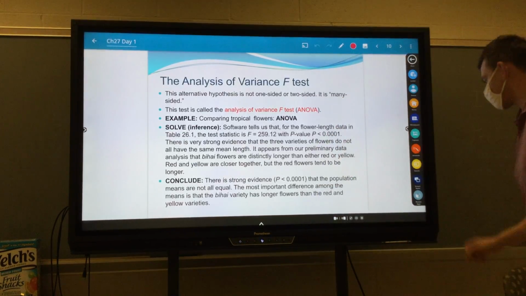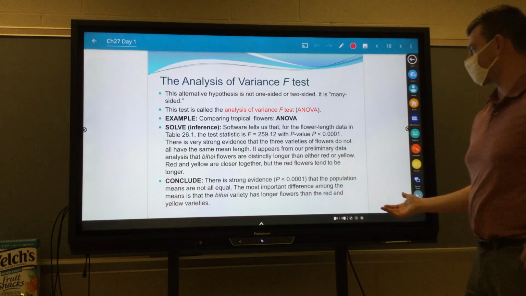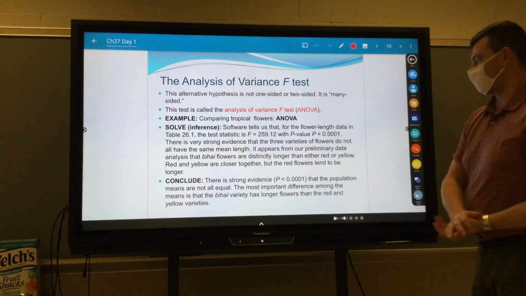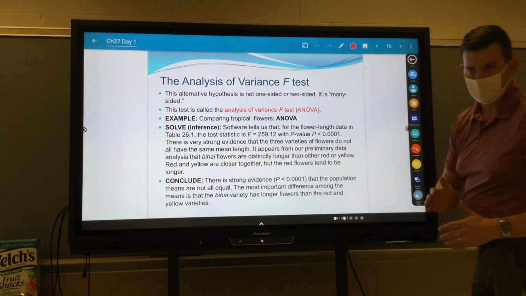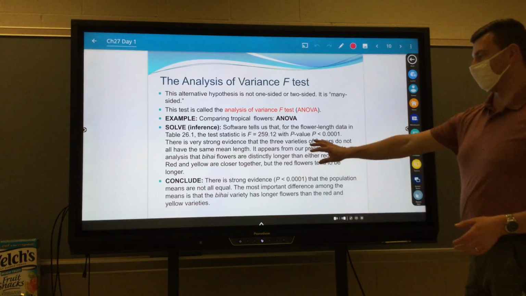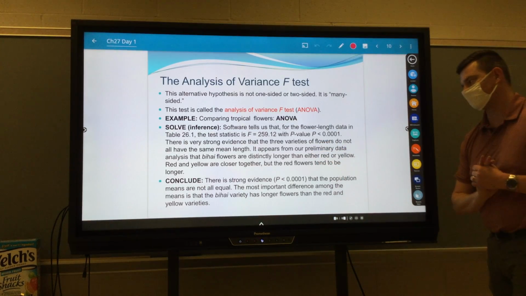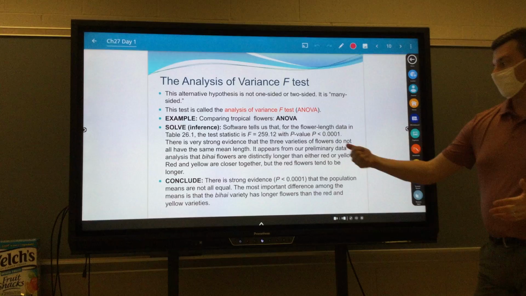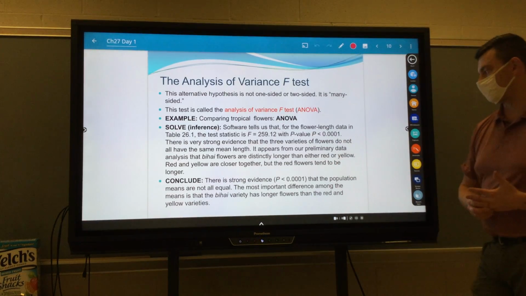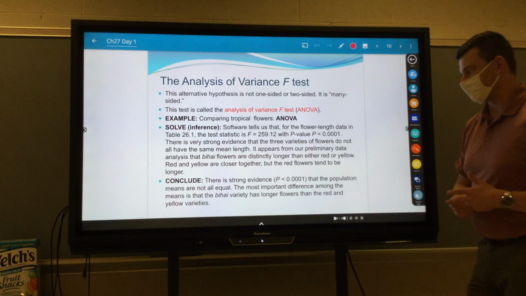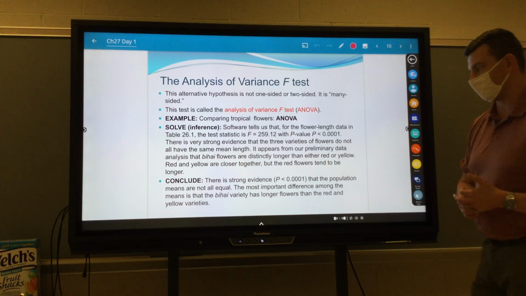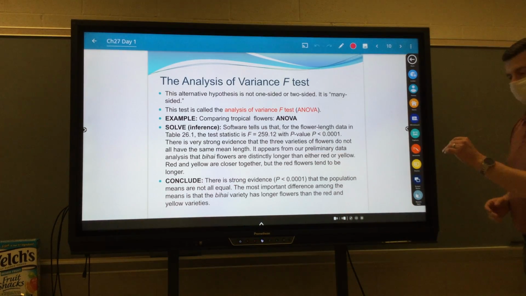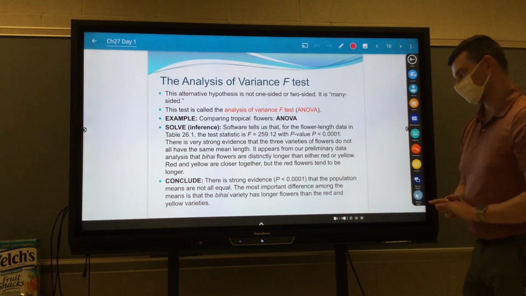All right, so this is just confirming some of those results. Again, our F statistic, 259.12, a p-value that's incredibly small. Okay, it's significant on any level. We have strong evidence, very strong evidence, that the 3 varieties of flower do not all have the same mean length. Okay? And from just our preliminary analysis, it appears that the bihai flowers are distinctly longer than either the red or the yellow. Okay, we saw those red and the yellow, they were closer together. The red flowers were a little bit longer than those.